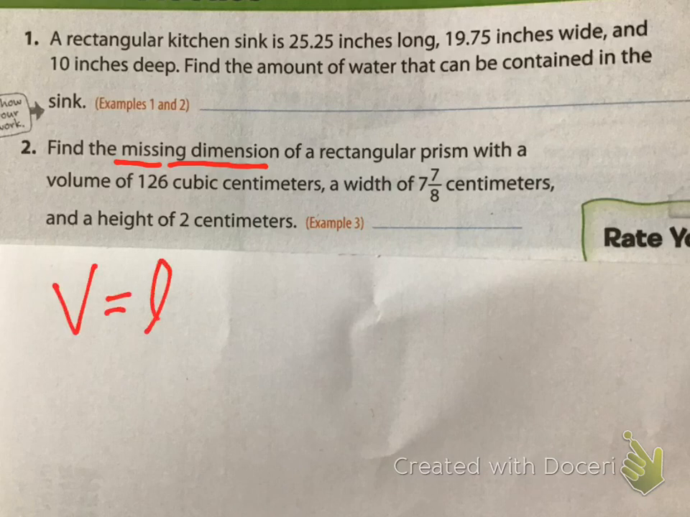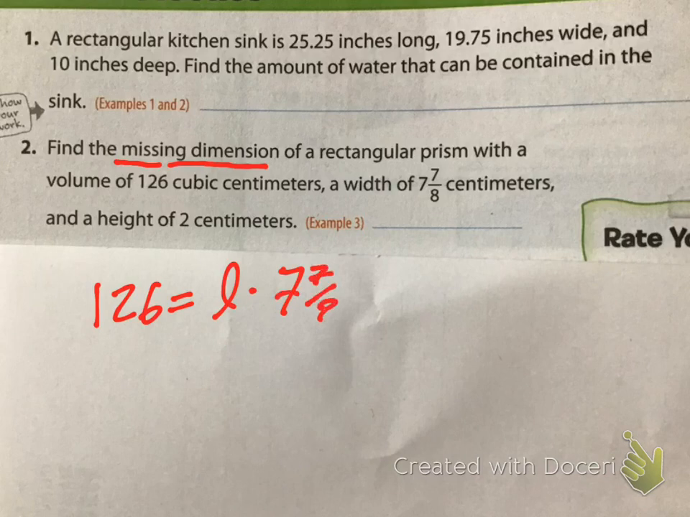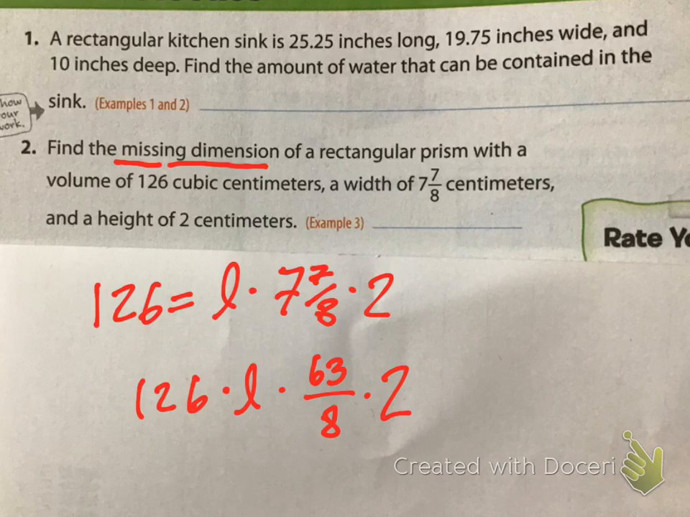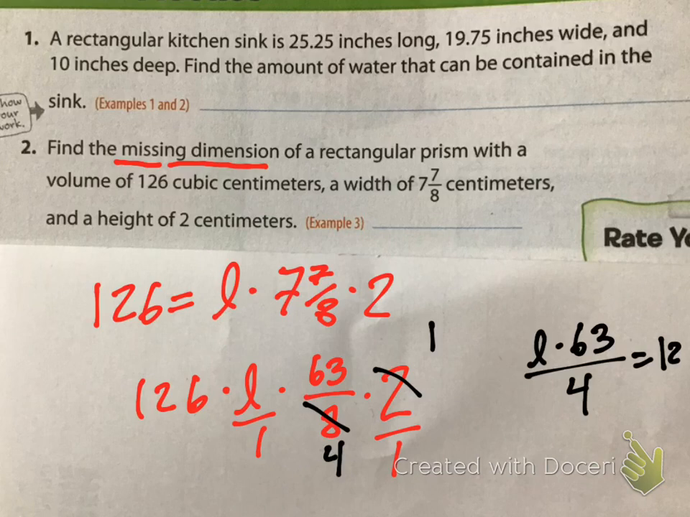So we have our volume is equal to length times, and then the numbers that we do have. We have the volume, so it's 126 is equal to length times 7 7/8 times 2. What is 7 7/8 as an improper fraction? Anita? Perfect. So we get 126 equals length times 63 over 8 times 2. Excellent. Is there anything I can cross cancel here? No, I can't, because you can only cross cancel. Actually, I can, because it's 2 over 1. So the 2 and the 8 go away. This becomes a 4. So now I'm left with length times 63 over 4 is equal to 126.